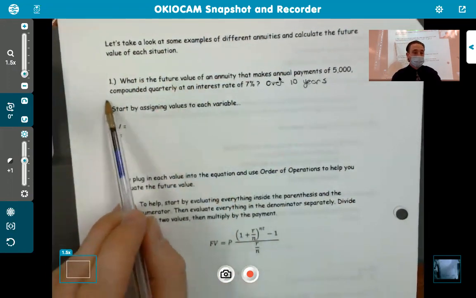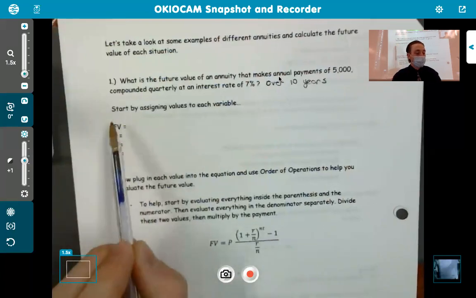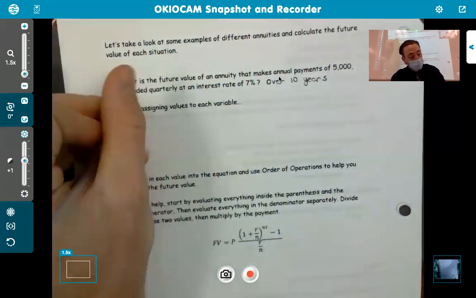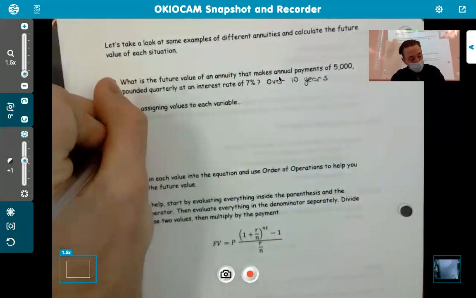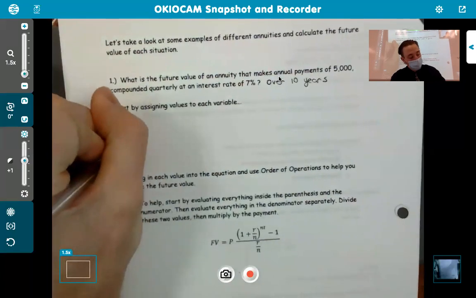If I'm going through, the first thing I want to do is start by assigning values to each of my variables. All right. Future value is something that I don't know. So I'm going to put a couple question marks in there to understand that that's what I'm solving for. I'm making these payments of $5,000. So each time that I'm making a payment into this, it's $5,000.